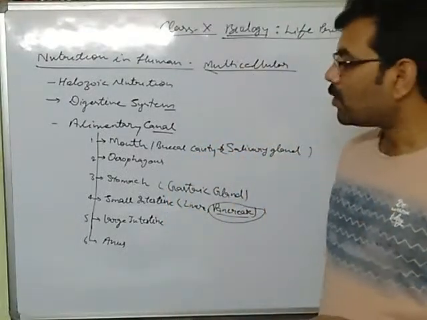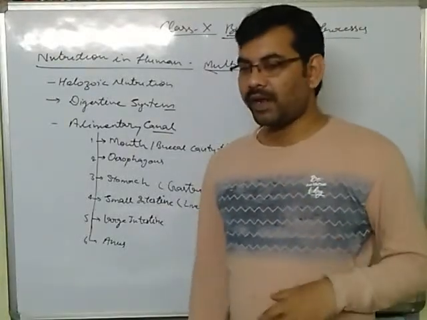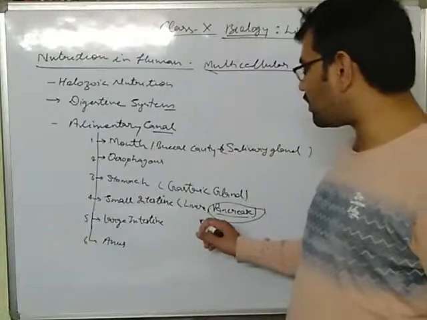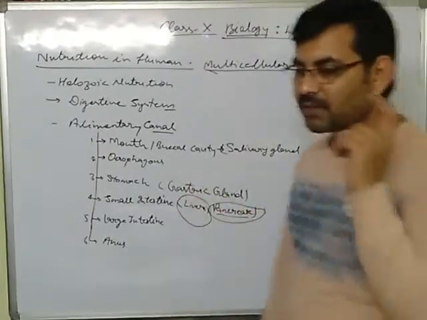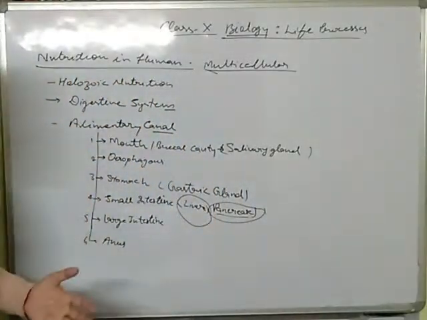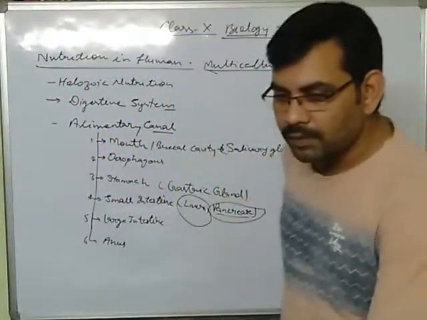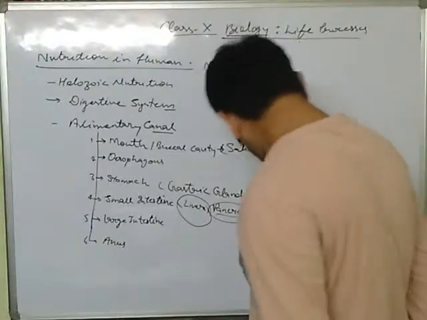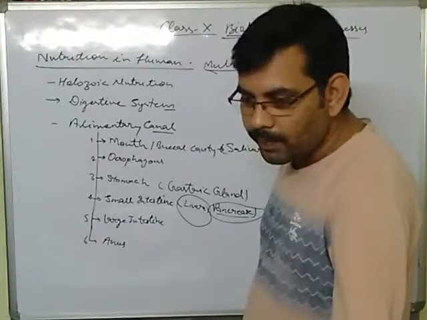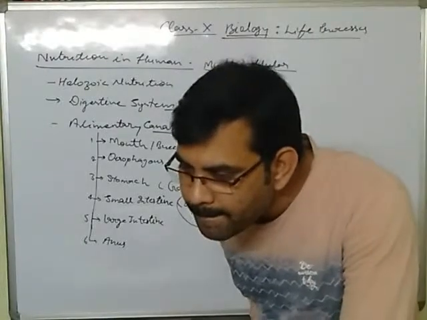Okay, it's clear. Now, the biggest gland of our body also connects with our alimentary canal. It is the liver. The liver is the biggest gland of our body, and it connects with our digestive system. Are all these things clear for everyone? Yes. Okay.